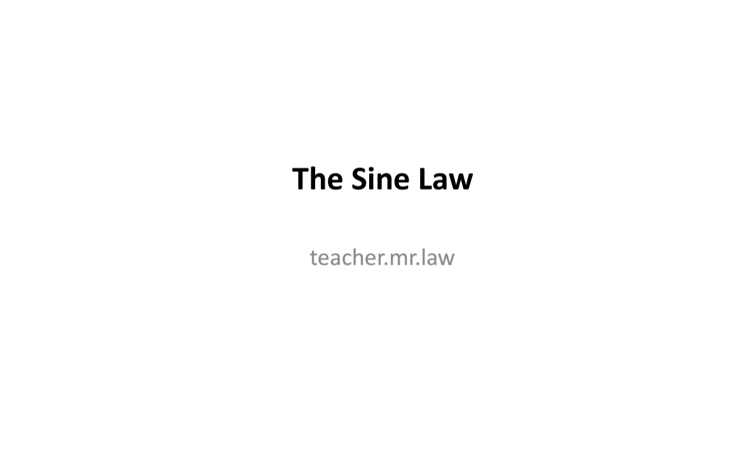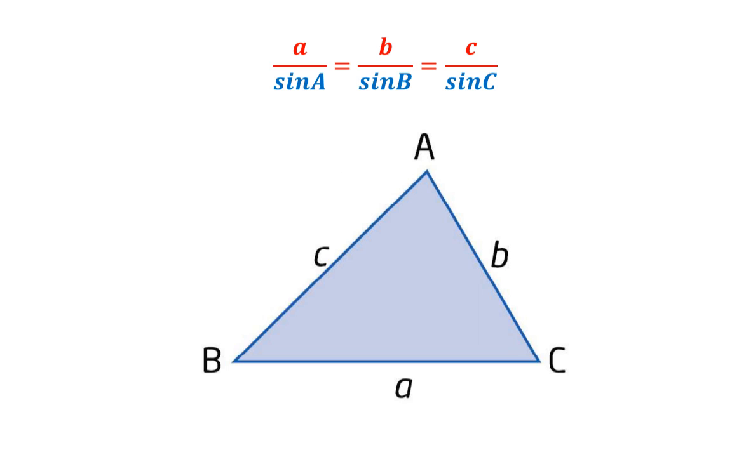In today's lesson, we'll be learning the sine law. In a previous lesson, we learned that the sine law can tell us an unknown angle or an unknown side. In the sine law, lowercase a represents the length of side A, while lowercase b represents the length of side B, and lowercase c represents the length of side C. Meanwhile, capital A represents angle A over here, capital B represents angle B over here, and capital C represents angle C right over here.